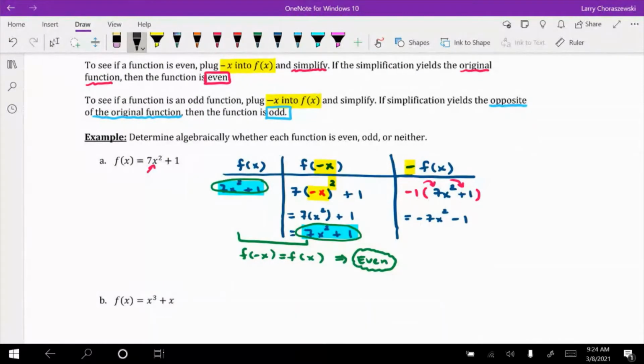And check this out. If you were to sketch this graph on the graphing calculator, you would find that this graph is a narrow U-shaped curve. It's a parabola, maybe something like that. And this would be a graph having y-axis symmetry. And so because this graph would have y-axis symmetry, we would know that it's an even function. So we could actually verify our algebra here by looking at the graph on the graphing calculator.